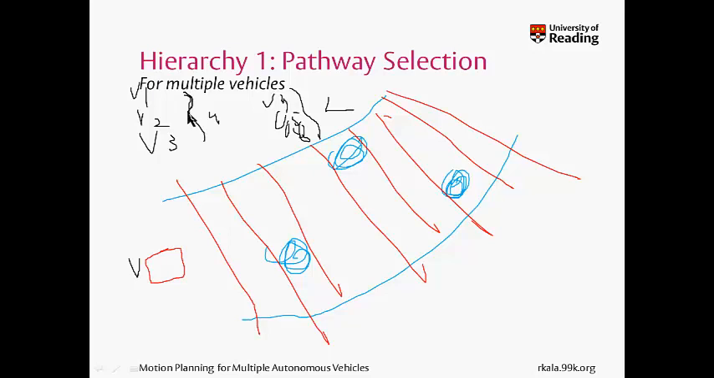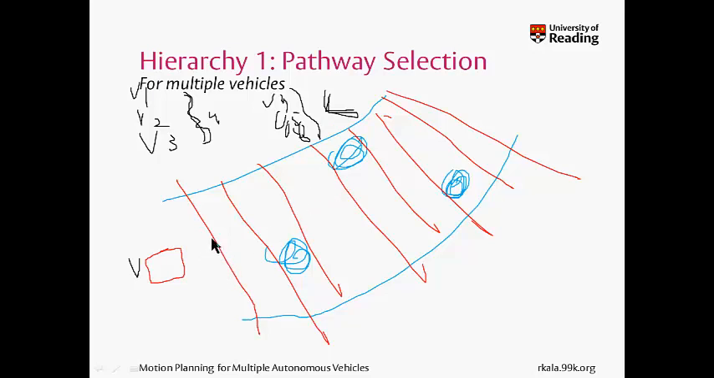For all the higher priority vehicles, the pathways are already available. I know the pathways because even if there were multiple vehicles to be planned at the pathway level or at hierarchy 1, always the higher priority vehicle is planned before the low priority vehicle. So the pathways of all the higher priority vehicles are known, while the pathways of low priority vehicles may not always be known.